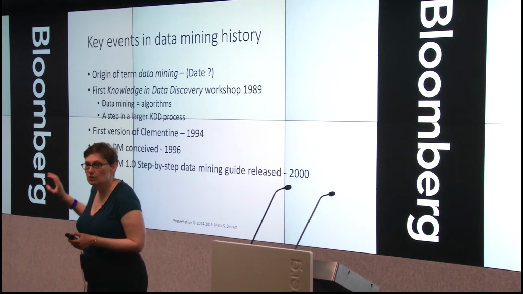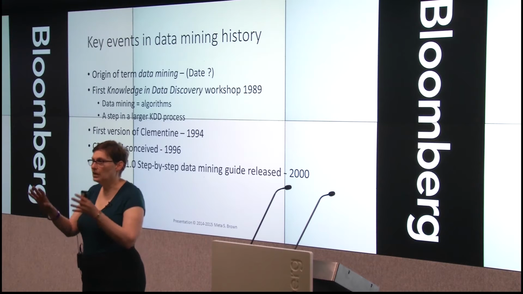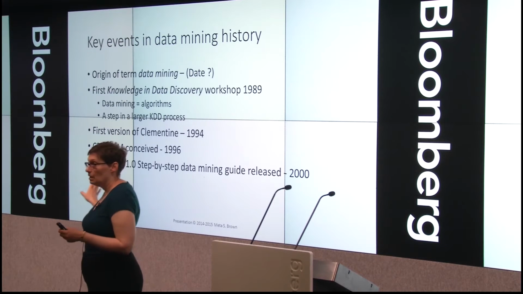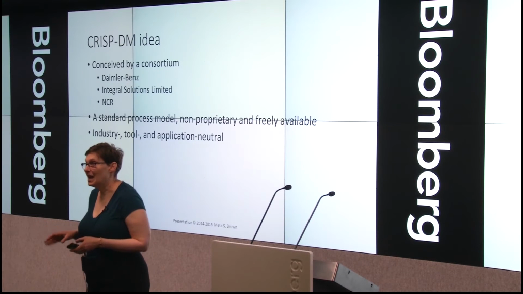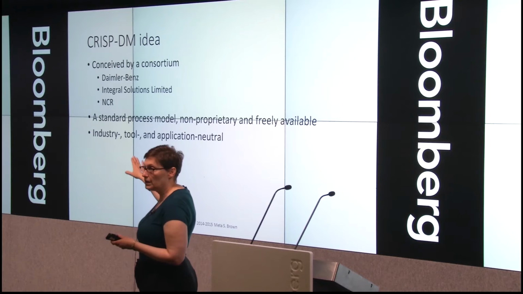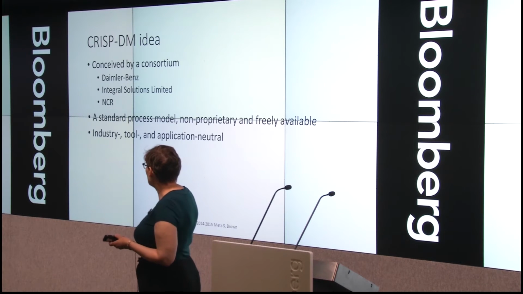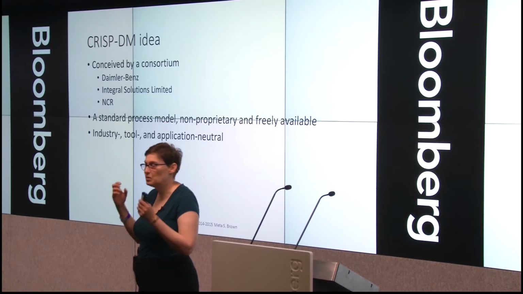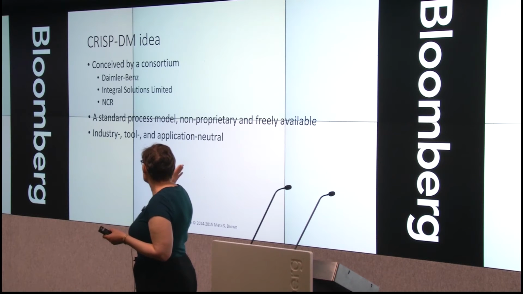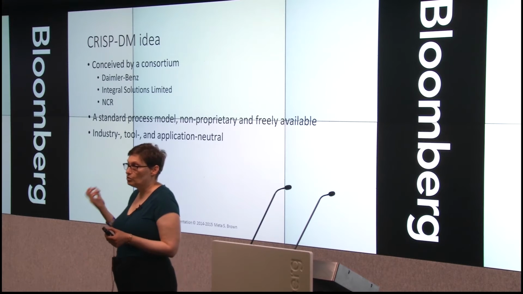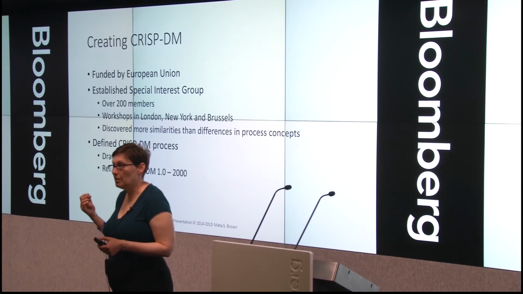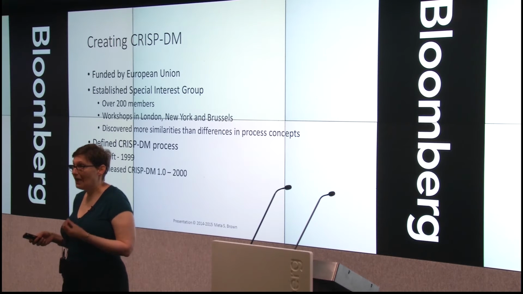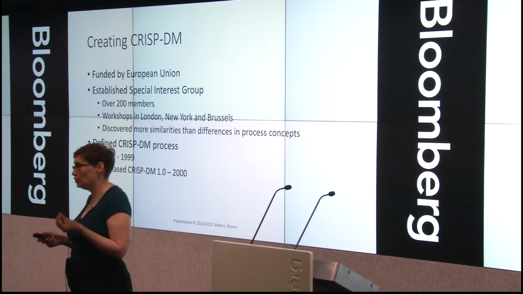Soon thereafter, people started using this stuff, and they realized we need to define a process. By 2000, that process had been defined. How did it happen? Well, a group of key data mining organizations, Daimler-Benz, Integral Solutions Limited, and NCR, only one of which is still called by that name today, said, we're doing this, we need a process. They wanted something that everyone could use, no matter what tools they used, what industry they were in, and for that matter, what budget they had. So they got funding from the European Union, and they formed a special interest group. And that special interest group attracted over 200 organizations.